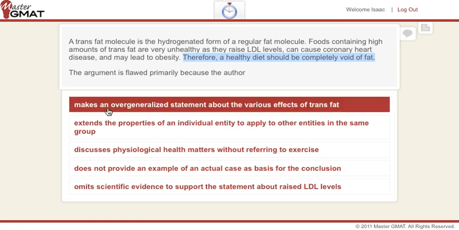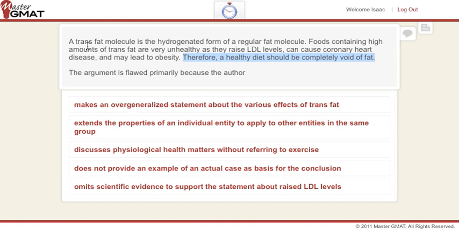So in A it says, "the argument is flawed primarily because the author makes an overgeneralized statement about the various effects of trans fat." Well, we have to be careful over here, because the overgeneralized statement is not about trans fat, it's actually about fat in general. The discussion about trans fat is actually the premises, so there's no overgeneralization in the premises.